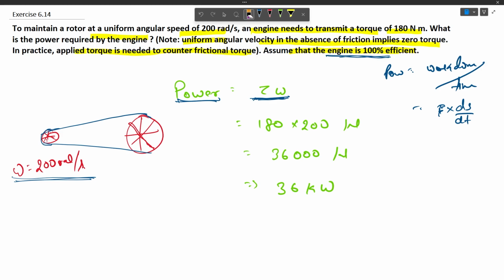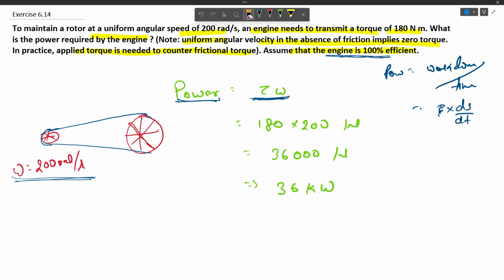So here F dot ds is the work done, and when this work done is taken with respect to time, we say that it is power. Now similarly, tau here is analogous to force, and ds by dt is the linear velocity, which in the angular sense we can say is the angular speed.